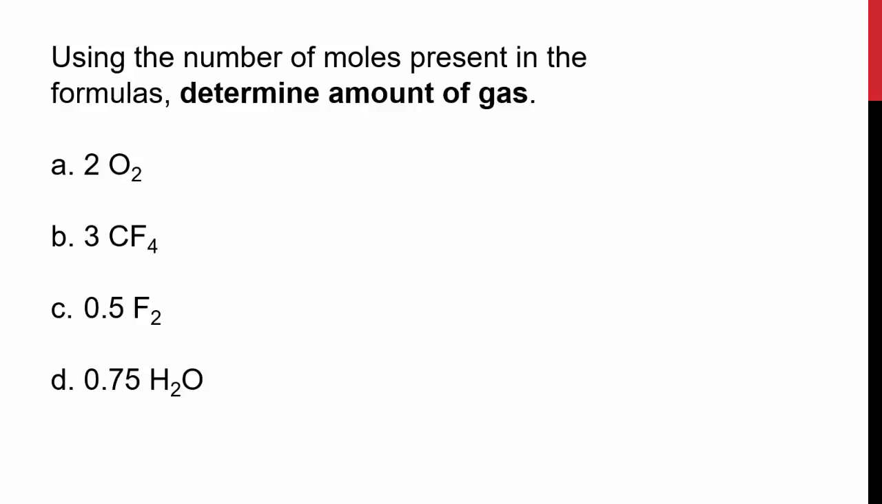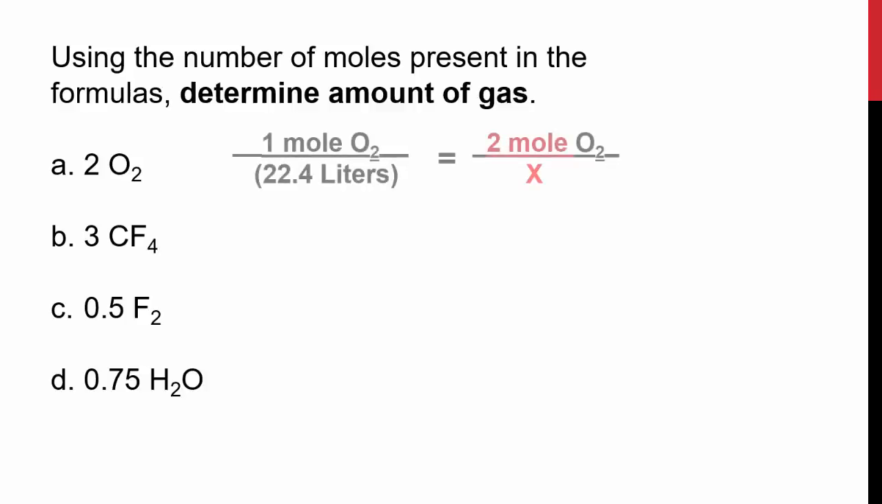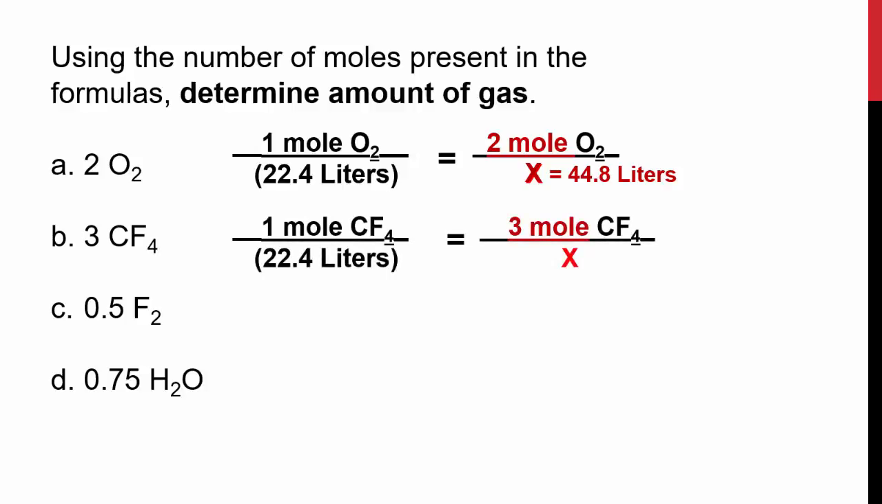So we're going to use the amount of moles present in the formulas, which are the coefficients, to determine how many liters of gas we have of each species. Assume that all these gases are held at STP. So in our first example, we have 2 moles of oxygen. So we know that 1 mole is equal to 22.4 liters. So 2 moles is double that, so we get 44.8 liters of oxygen. In our second example, we know that 1 mole is equal to 22.4 liters, but we have 3 moles, so we're tripling that amount, and we're getting 67.2 liters.